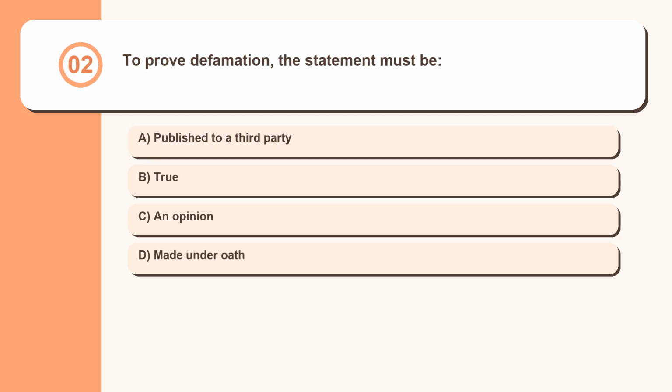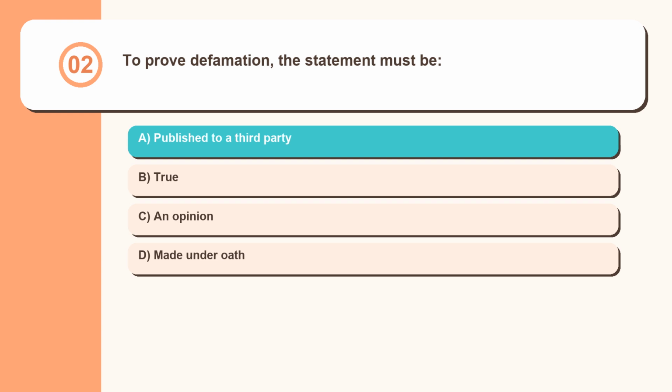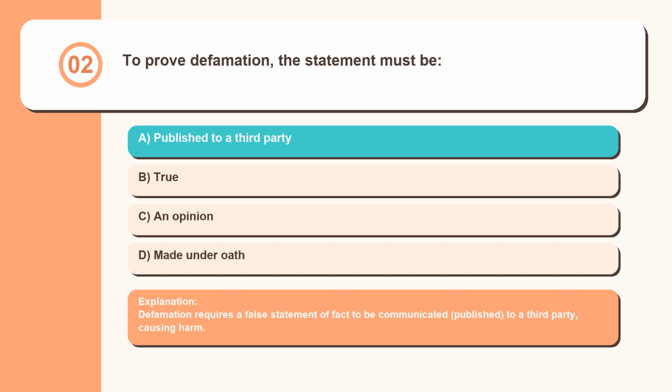Question 2. To prove defamation, the statement must be: published to a third party, true, an opinion, made under oath. Defamation requires a false statement of fact to be communicated, published, to a third party, causing harm.